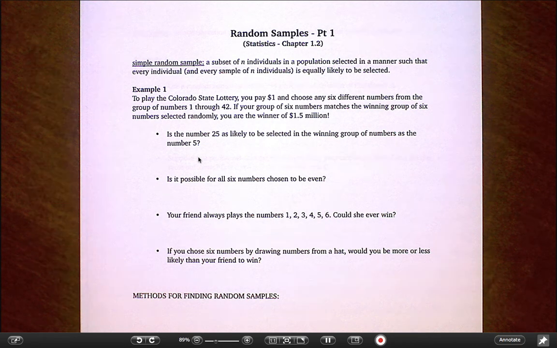Hi, everyone. Today we are talking about random samples in statistics. So, in the first section in this chapter, we talked a lot about statistics in general and the process of using a sample to generalize to a population.